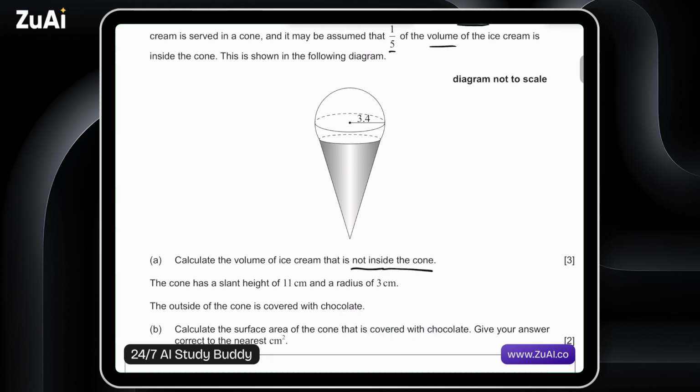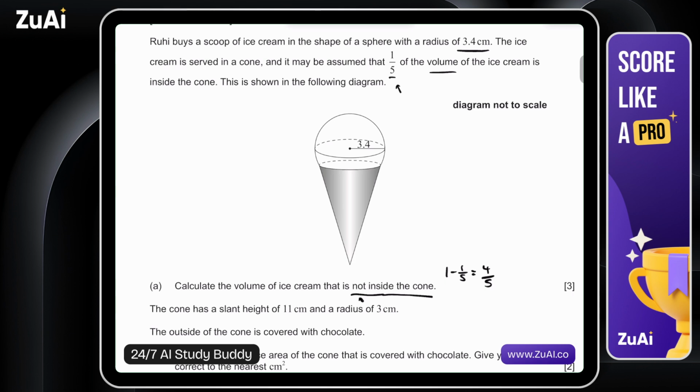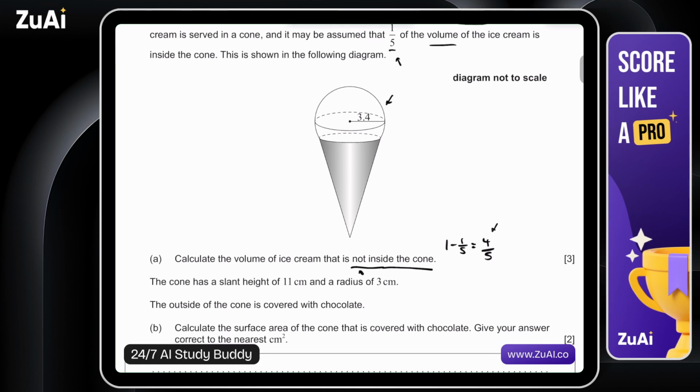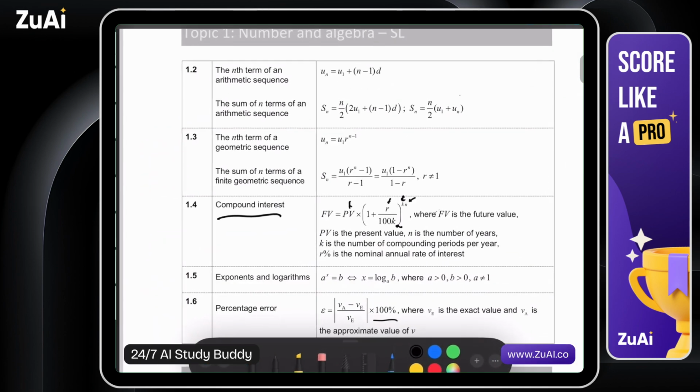So not inside the cone. There's 1/5 inside the cone, and of course 1 minus 1/5 means that 4/5 is not inside the cone. So the volume of the ice cream that's not inside the cone: essentially our ice cream is just a sphere. So we need to calculate the volume of the sphere and then multiply it by 4/5, because 4/5 of it is not in the cone. Let's look at the formula for the volume of a sphere.